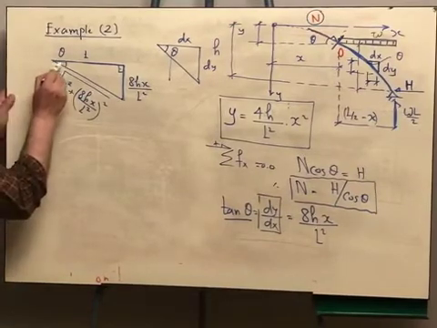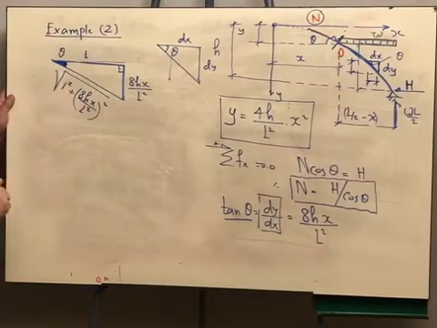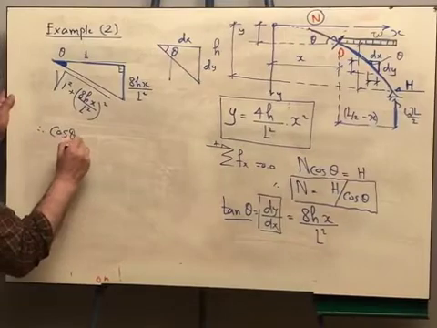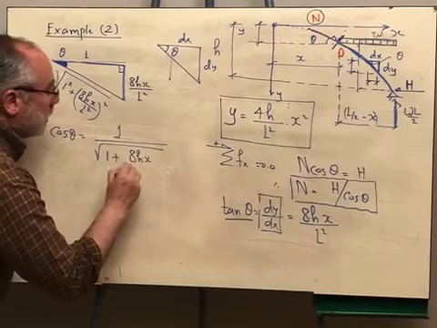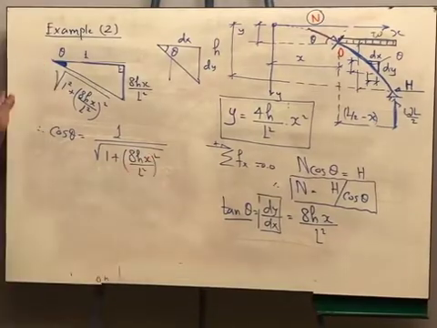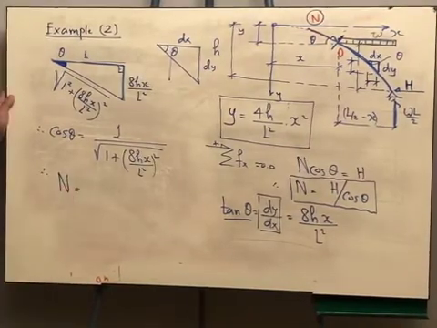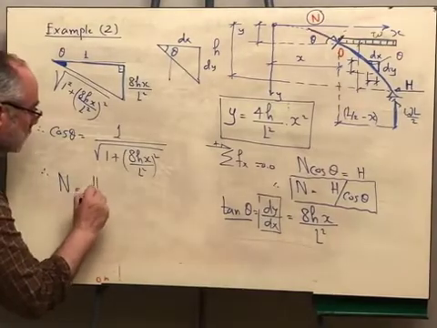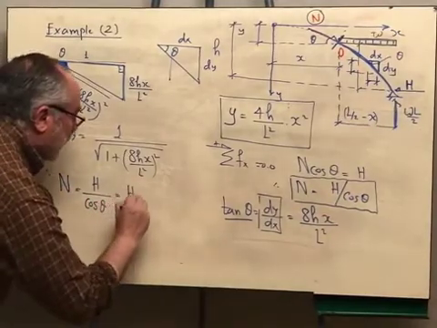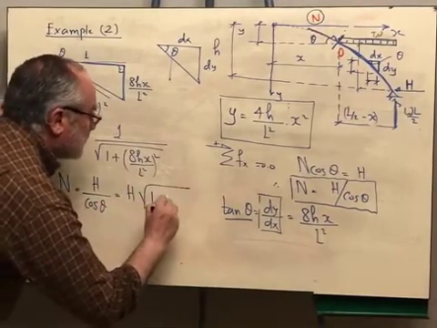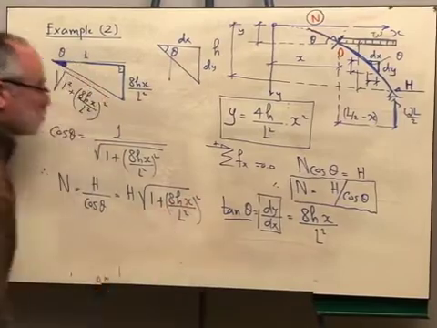So if I want to get cosine theta, it is the adjacent over the hypotenuse. Therefore cosine theta is equal to 1 over root of 1 plus 8h x over L square whole square. From there we can say that, to get a general solution, the normal force is equal to H over cosine theta. Please substitute the value of cosine theta.